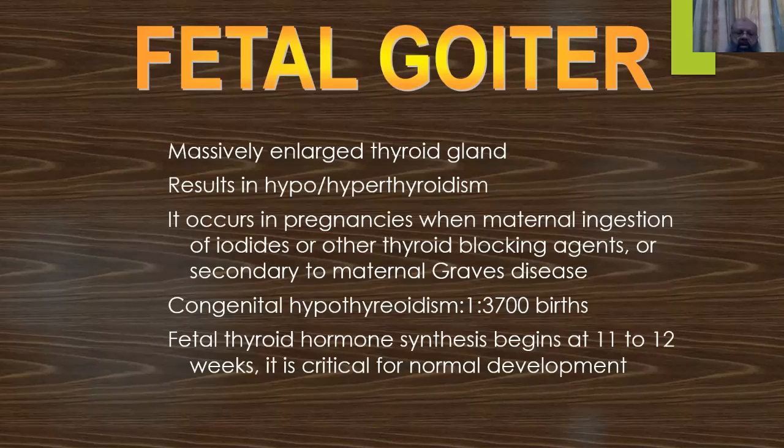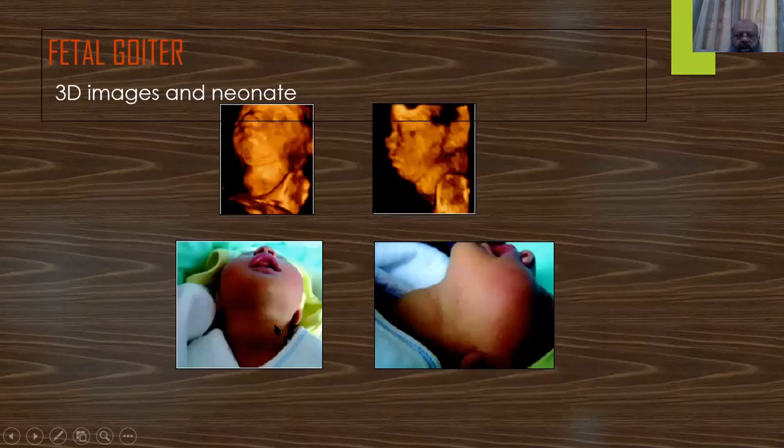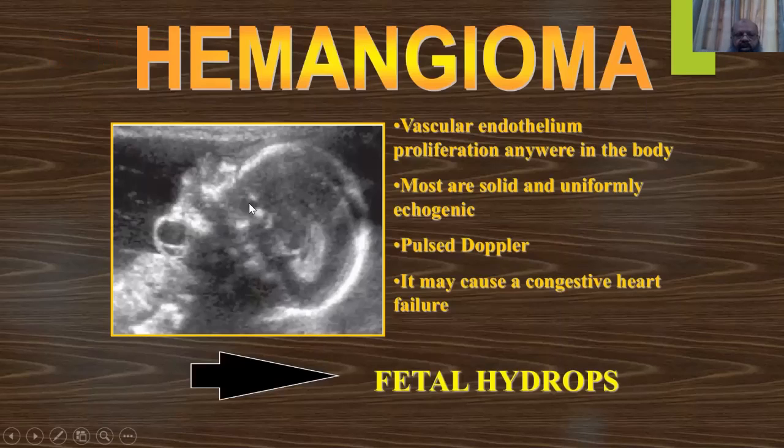Then comes the fetal goiter, an enlarged thyroid gland, which results in hyperthyroidism. This is the thyroid. So we have to look at the front of the neck of the fetus also. This is increased in size in 3D images.